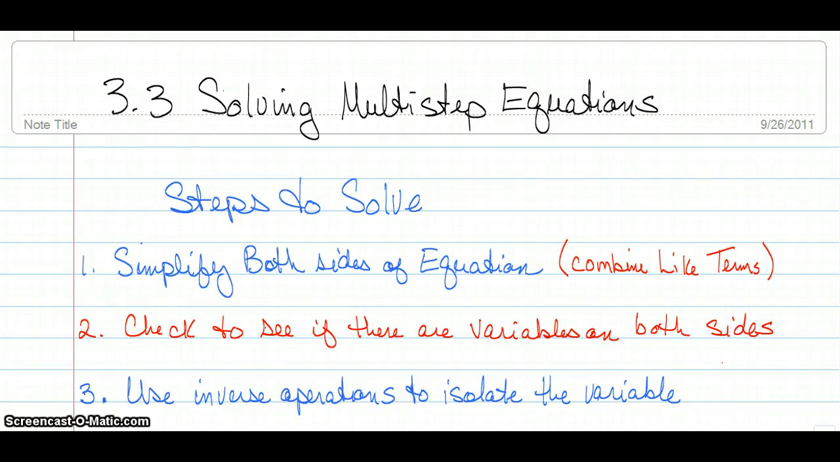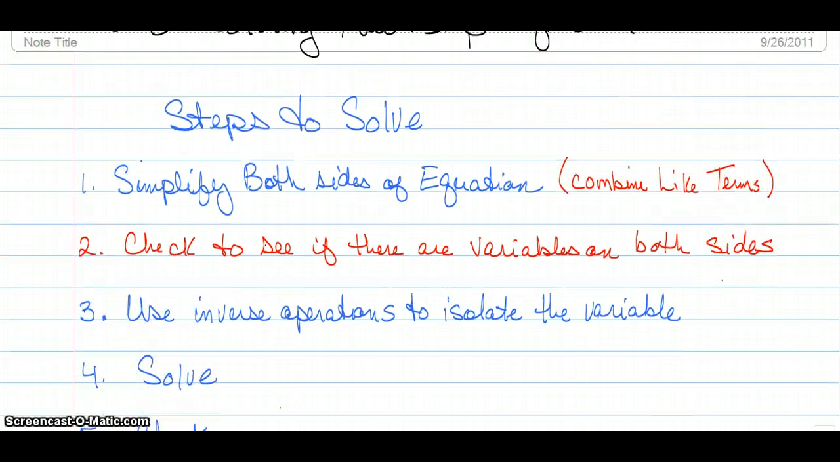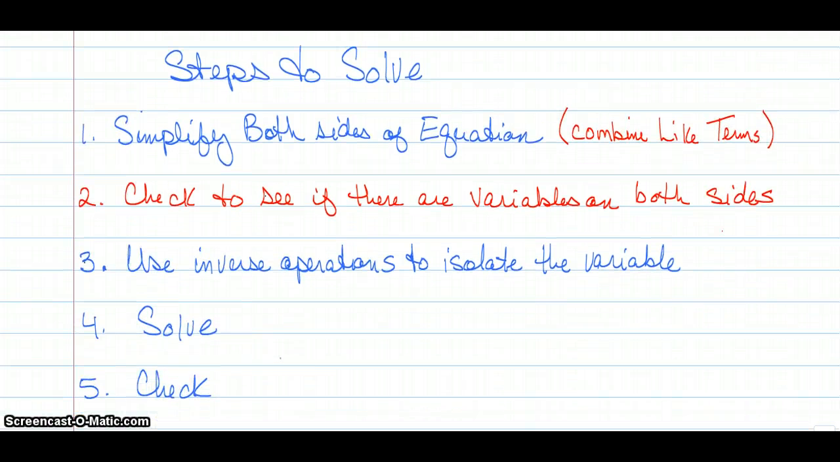Okay, this is section 3.3 and we're going to be solving multi-step equations. So the first thing is we need to go over the steps to solve. The first thing you're going to do is simplify both sides of the equation. That means you're going to combine your like terms.